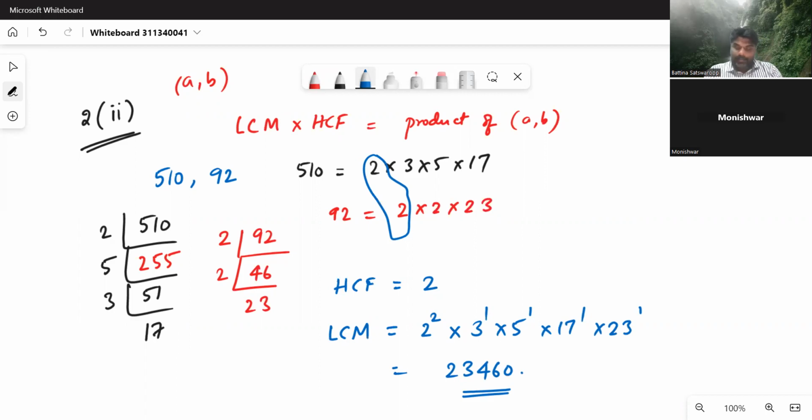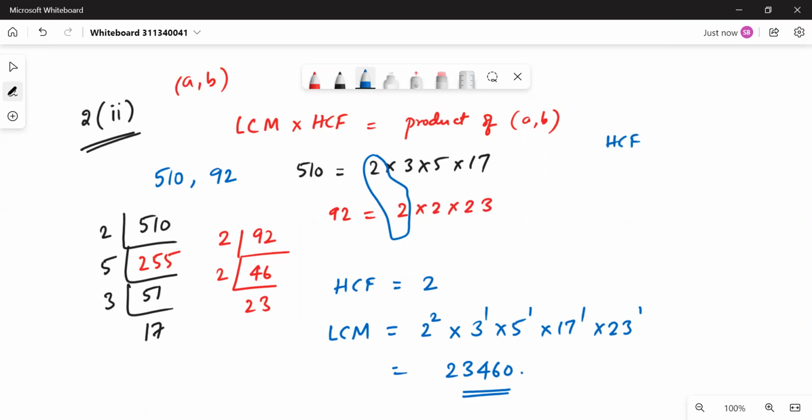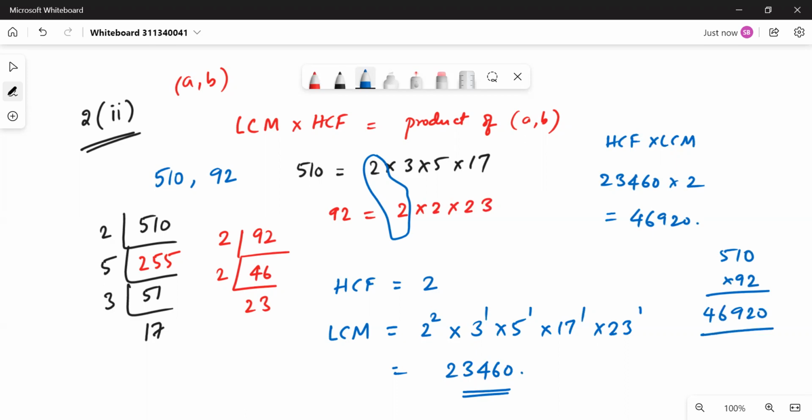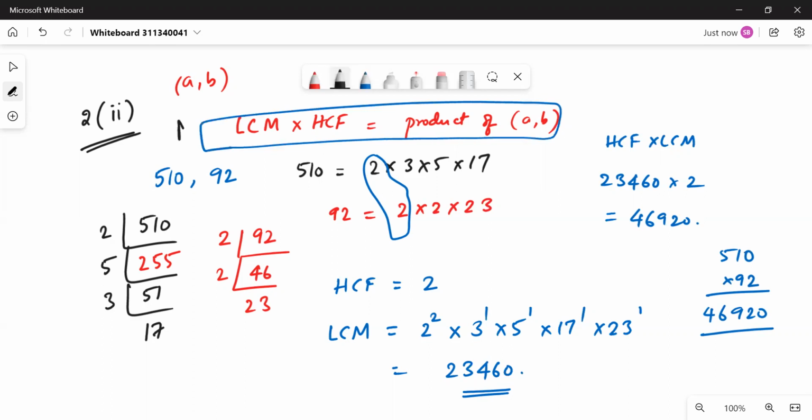Now you can multiply both. So HCF into LCM, that is 23460 into 2 will give you 46920, and multiplying the product of 510 into 92, this also will give you 46920. So you can just check and this condition will hold good. The most important thing is how you are finding LCM, how you are finding HCF, how you are verifying the given statement. Okay, please make a note.